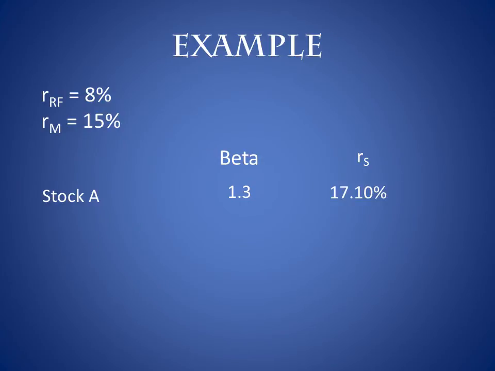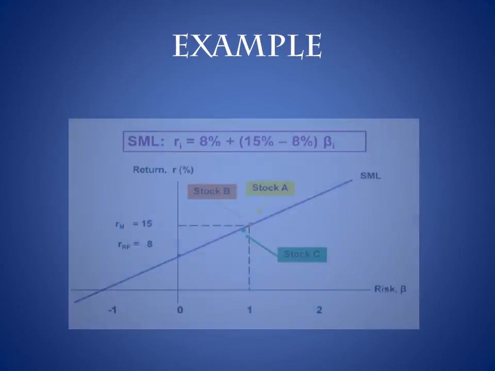Aside from that, assume we have a stock B with a beta of 1 and a stock C with a beta of 0.89. Using the SML formula, we can get the required rate of return on stock B and C, which is 15% and 14.23% respectively. These can now be graphed this way.